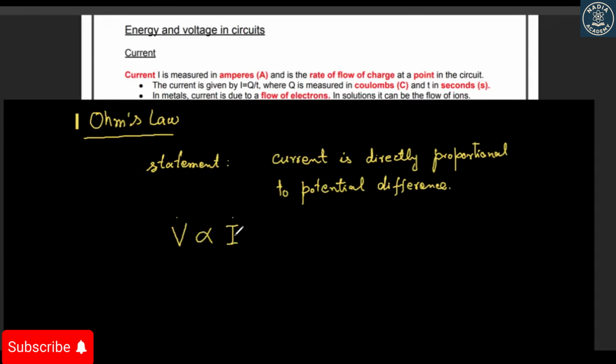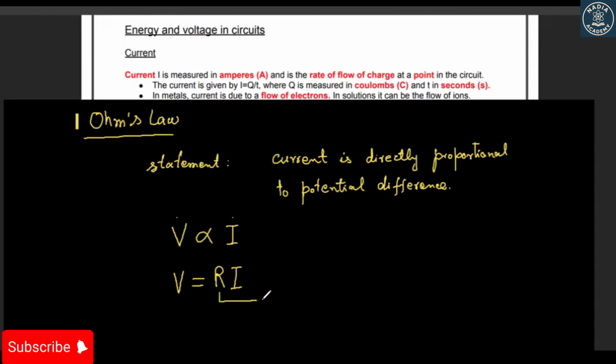We do not use this kind of equation in mathematics to solve problems, so we have to change this proportionality sign into an equality sign. When we change the proportionality sign into an equality sign, we always need a constant of proportionality. So potential difference is equal to resistance times current: V = R × I.